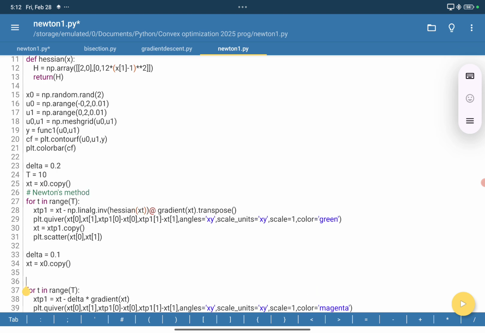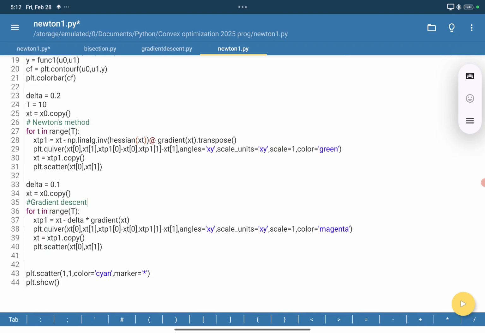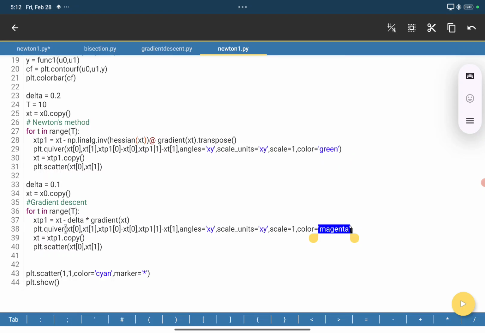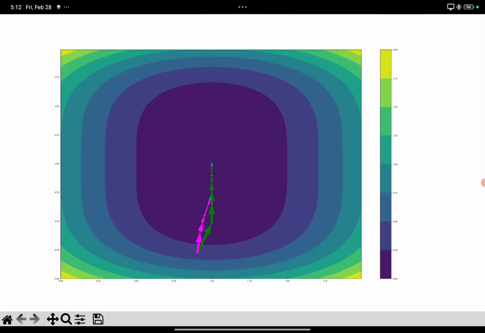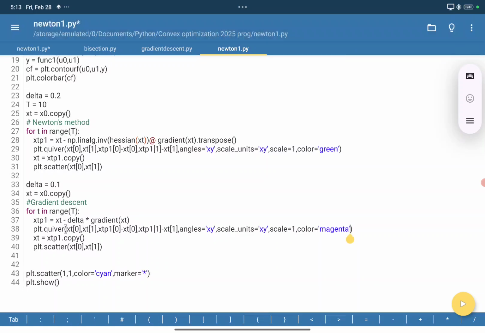And gradient descent with constant step size. The trajectory of Newton's method I'll denote in green, whereas gradient descent I'm going to denote in magenta. Maybe this is too many steps. Let me fix the number of steps to, say, 7. So 7 steps of gradient descent versus 7 steps of Newton's method.